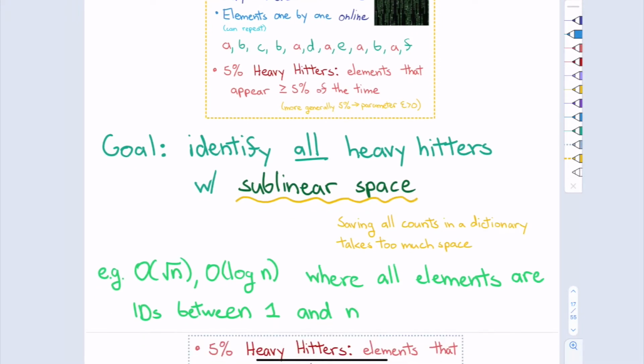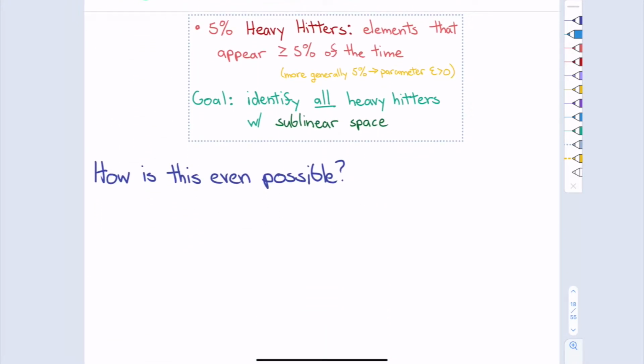So how is this even possible? How can we keep track of everything without keeping track of everything, in some sense? This might be an awkward question, but if I wanted to find all the 5% heavy hitters, meaning all elements that come in at least 5% of the time, and report all their counts, what's a minimum number of counters I would need? Yeah. Two.